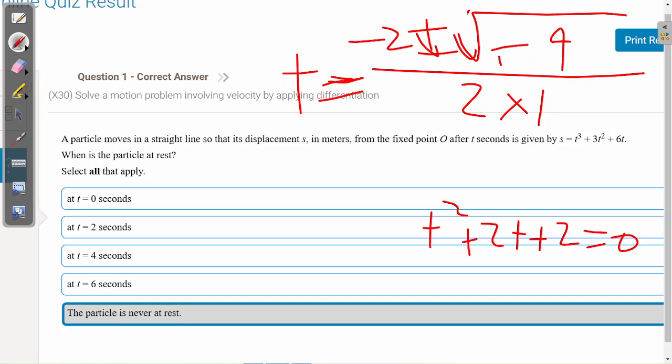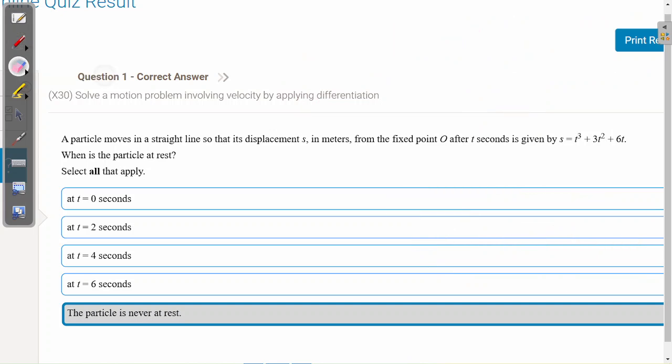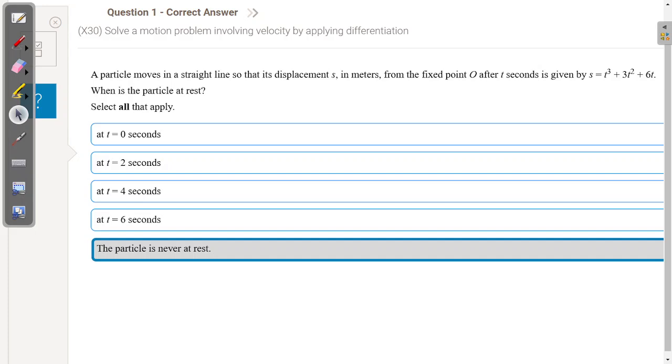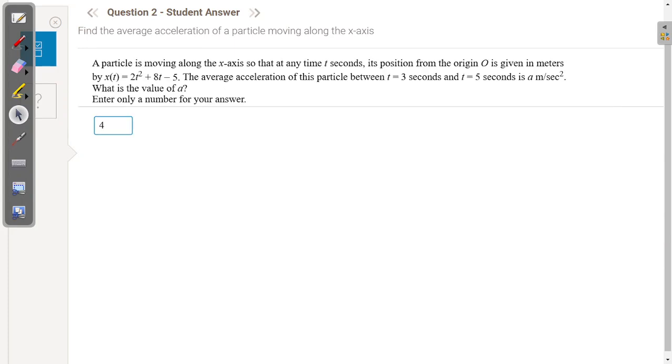So basically there's no solution to this equation, which means that there is no time when the particle is at rest, so you choose that option. Don't be tricked when they say select all that apply. Oh, and when you use the calculator for the previous question, you'll get something plus something i, and we didn't take that yet, so whenever you see i, just ignore it. It means no real solution.